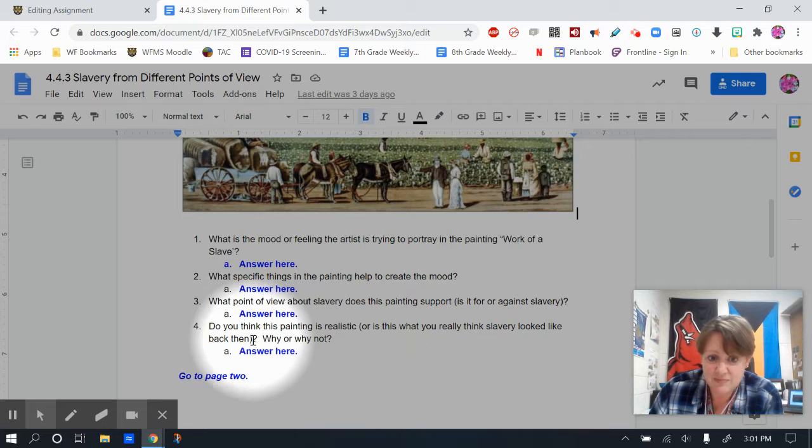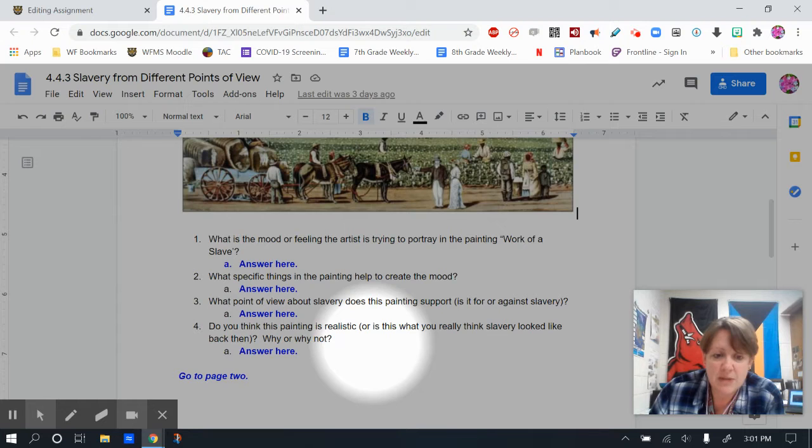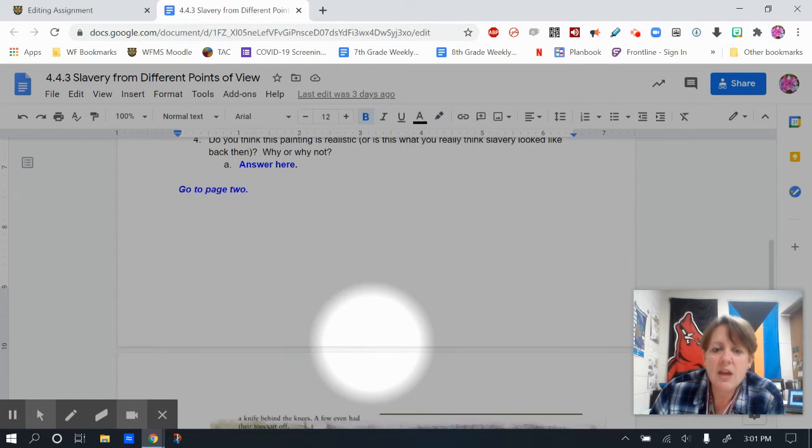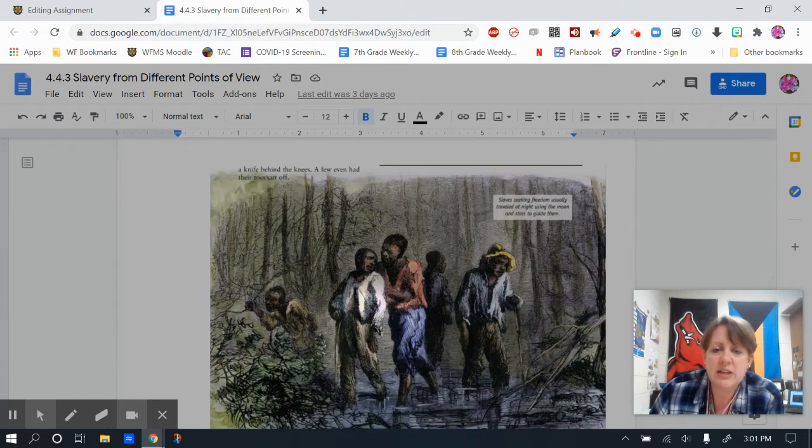Do you think this painting is realistic? Meaning, is this what you really think slavery looked like back then? Why or why not? You tell me. The second painting that we're going to look at, actually, it's probably a drawing, I guess.